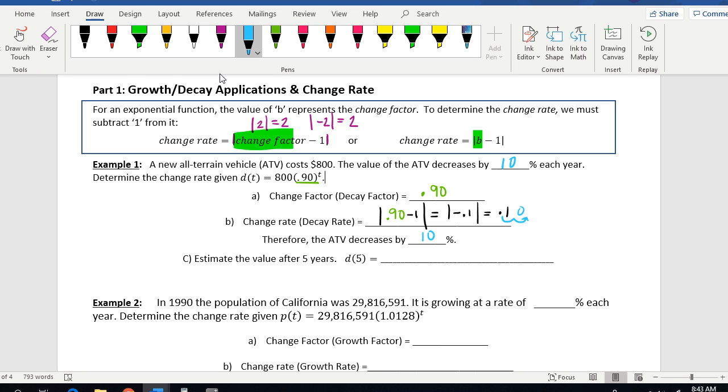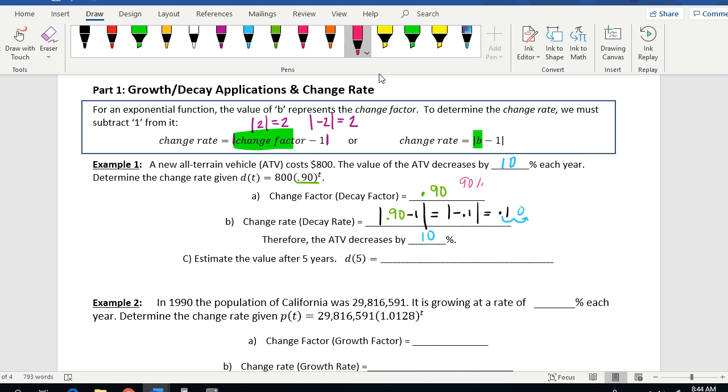So how I look at the difference between change factor and change rate is your change factor is kind of like what you are paying for the ATV, the worth. So if I were to change this 0.90 to 90%, I'm paying 90% of the ATV. Whereas the change rate is kind of like my discount. So it's what I'm not paying, the 10%. I get a 10% discount each year or 10% decrease.